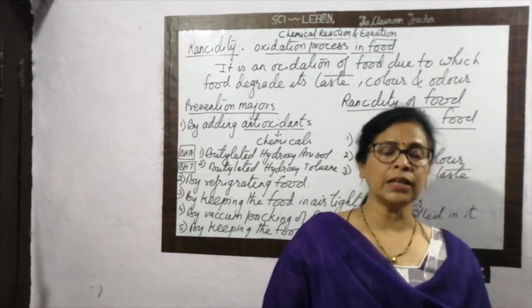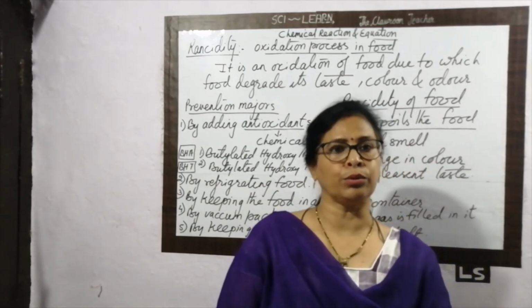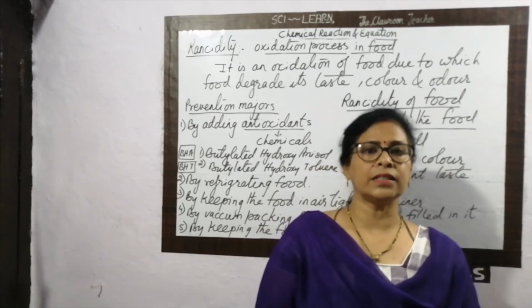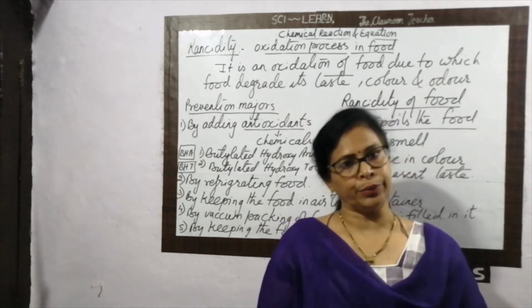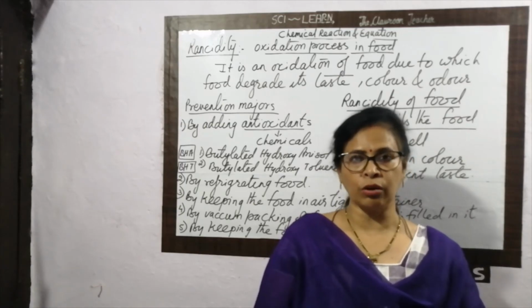So what is corrosion? Corrosion is the oxidation or degradation of metal due to oxidation, and rancidity is the degradation of food due to oxidation. So both are oxidation processes. This is all from this lesson.